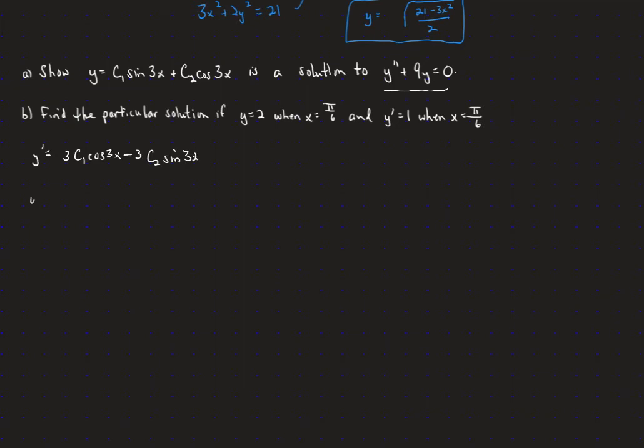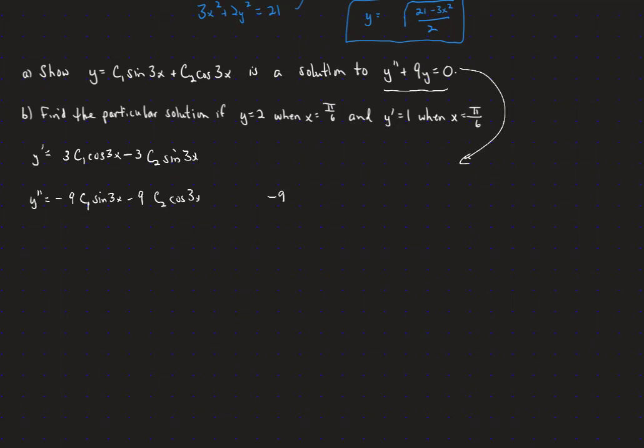That's our y prime. Then for our y double prime, again, the derivative of cosine is a negative sine of 3x, and we get another times 3, so that becomes a minus 9 c1 sine of 3x. And then the derivative of sine is a cosine. We get another 3, so that's a minus 9 c2 cosine of 3x. So there's our y double prime. So we're going to try to show that it satisfies that differential equation.